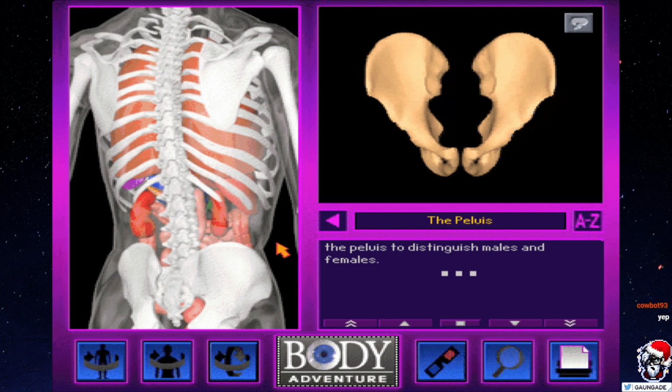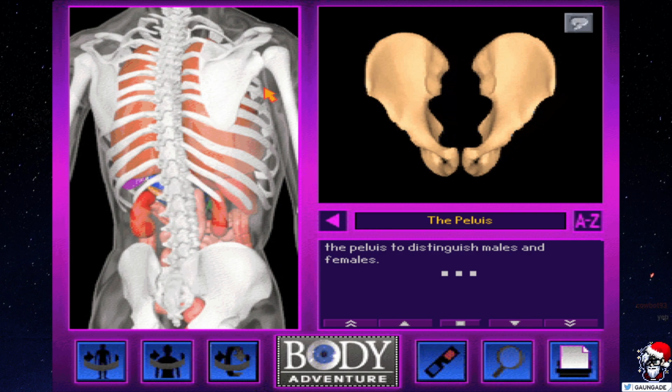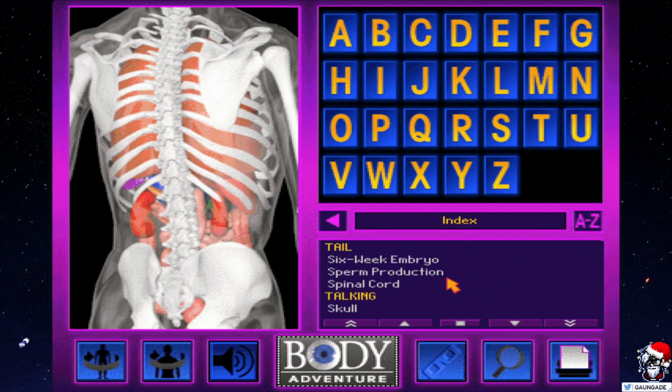Huge body, huge pelvis. Anything about the tailbone? Welcome to the Body Adventure Index. Why do we have a tailbone? Tail. 6-week embryo.